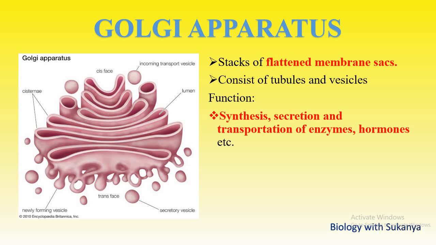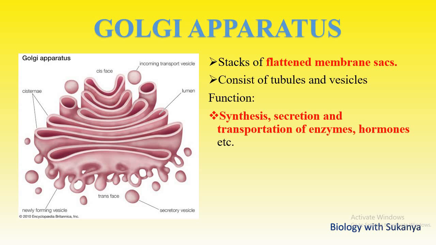These are stacks of flattened membrane sacs. This is how the Golgi looks. They consist of tubules and vesicles. So these are the tubules, the long ones, and these small ones budding off from these tubules are known as vesicles. Function: they are involved in the synthesis, secretion and transportation of enzymes, hormones and so on.